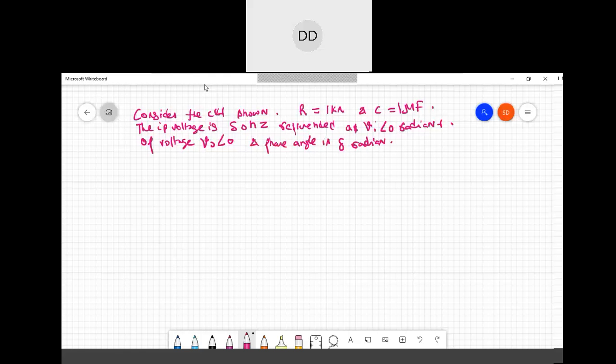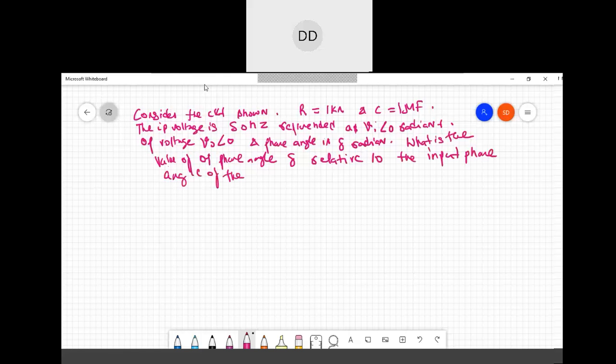What is the value of the output phase angle relative to the input phase angle of the input voltage? So this is the question, and how are we going to do this?